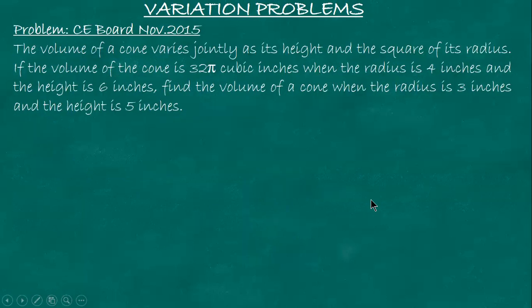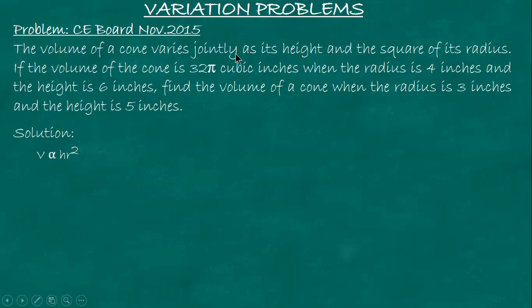Okay. Second one, November 2015. The volume of a cone varies jointly as its height and the square of its radius. Same, no? Let's interpret this. The volume varies jointly. Same lang.